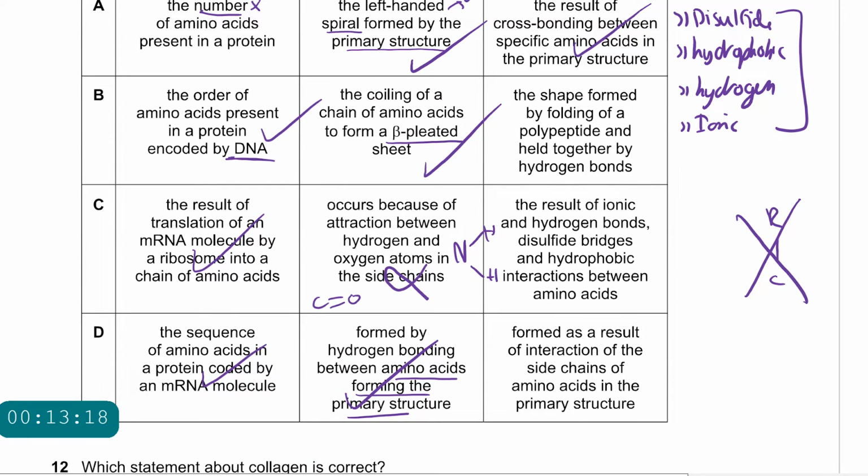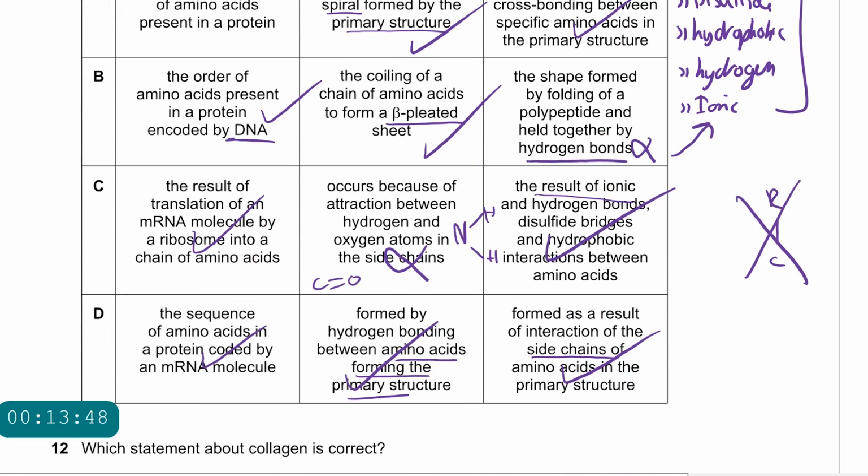B, shape formed by folding of a polypeptide and held together by hydrogen bonds. Obviously, hydrogen bonds is incorrect because here we've mentioned 4 different bonds. The result of ionic and hydrogen bonds, disulfide bridges, and hydrophobic interactions between amino acids. This is definitely correct. Formed as a result of interaction of side chains of amino acids of primary structure. Yes, that is also correct. Finally, the answer is D.